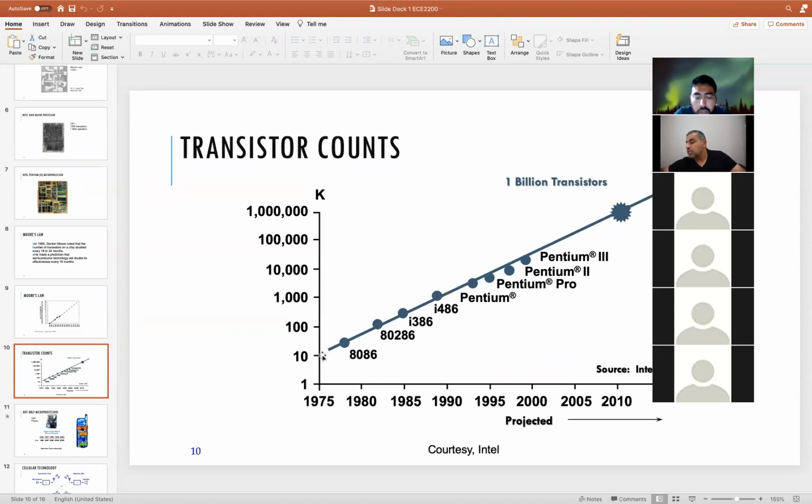Something like that, 10,000 devices, et cetera. So notice that this is a log scale, and this is a linear scale. So anything like this is just amazing. You can see how much stuff you can pack into a device, okay?